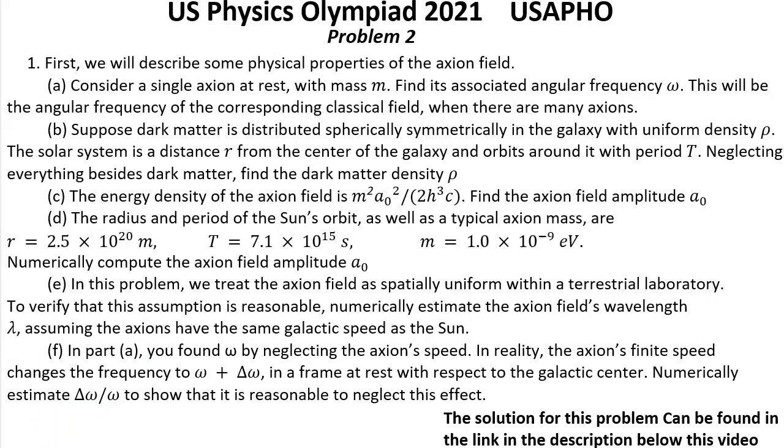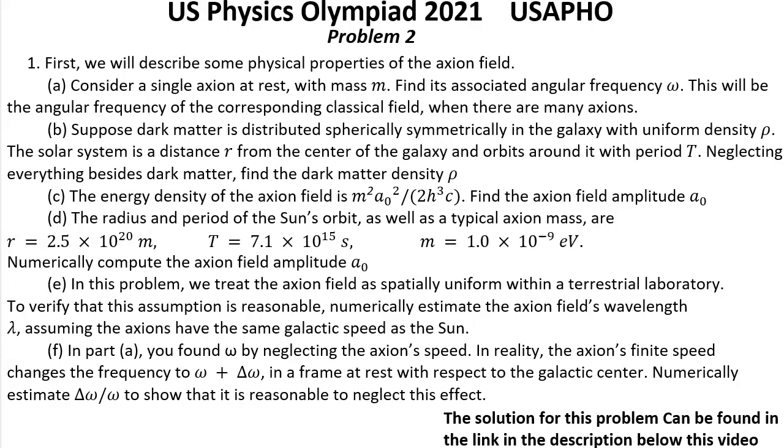Part 1. First, we will describe some physical properties of the axion field. A. Consider a single axion at rest with mass m. Find its associated angular frequency omega. This will be the angular frequency of the corresponding classical field when there are many axions.